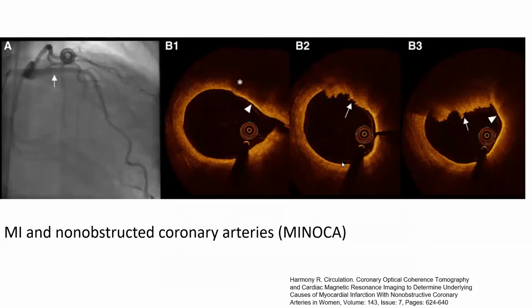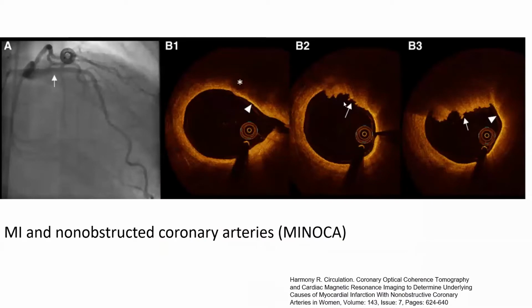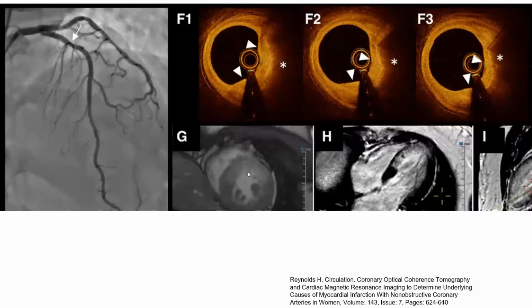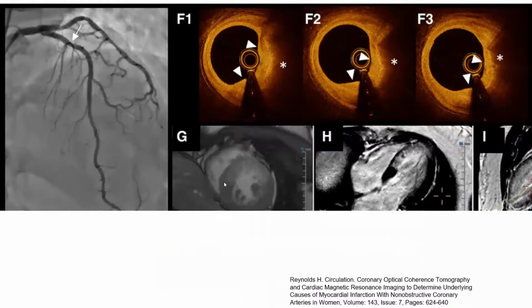The only indication to stent those patients is if you have residual stenosis over 50%, as it has been in all of the initial invasive strategy of non-STEMI, or if your MLA is less than 4 millimeters squared, as this cutoff has been used to decide about stenting with IVUS in general, particularly less than 3 millimeters squared. But you don't stent just because you see this. You have to have stenosis compared to the distal or proximal reference over 50% or MLA less than 4. Okay, but that will help you decide what the diagnosis is and how to treat it medically.